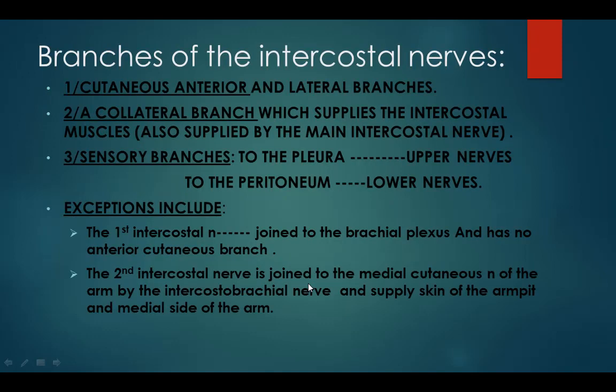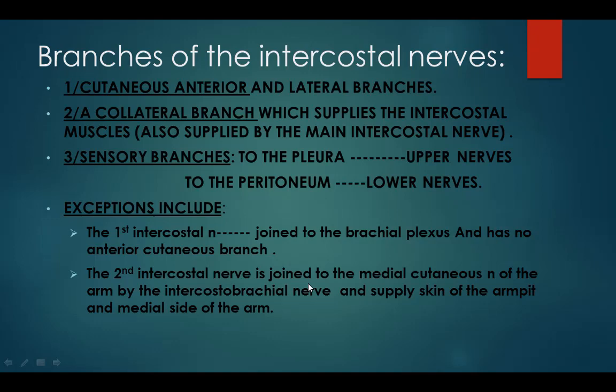So the branches of the intercostal nerve include the cutaneous branches, which are anterior and lateral branches, the collateral branch, and we have the sensory branches to the pleura and the peritoneum.